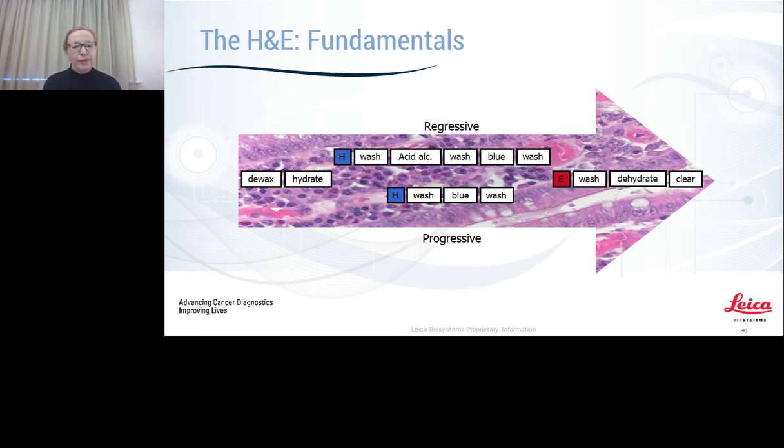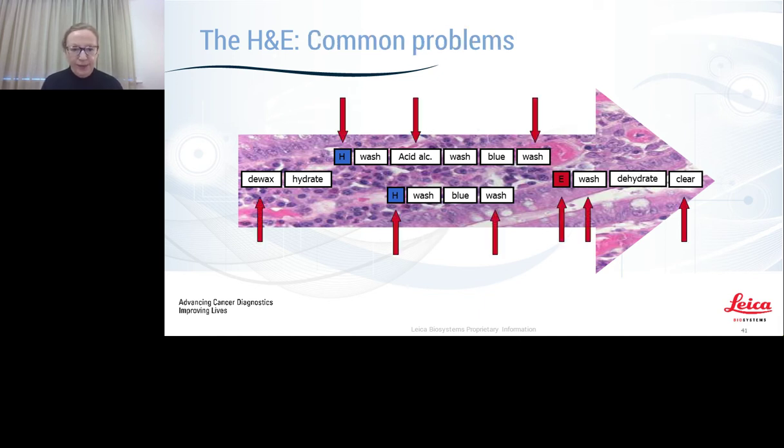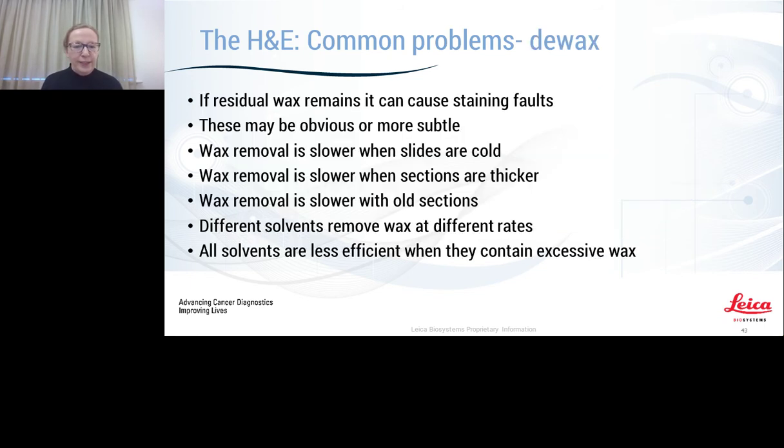So we're going to go through some of the fundamentals of the H&E. H&Es, for hematoxylin and eosin stains, are either regressive or progressive stains. We're going to be looking at just some of the areas within the stain and some of the common problems that you might find there. So first of all, the dewax. It's the very first step.